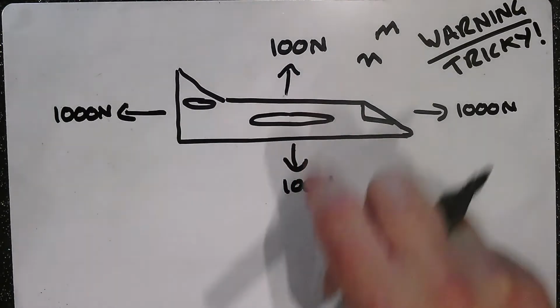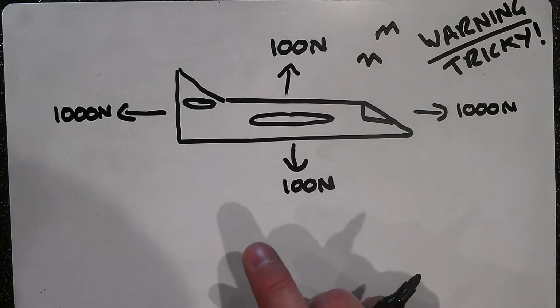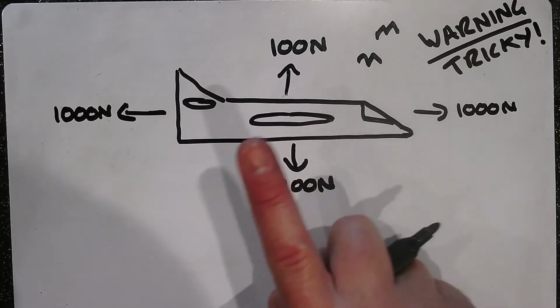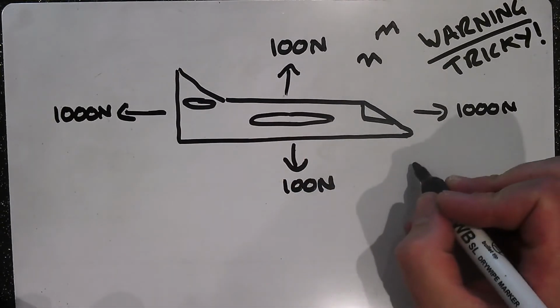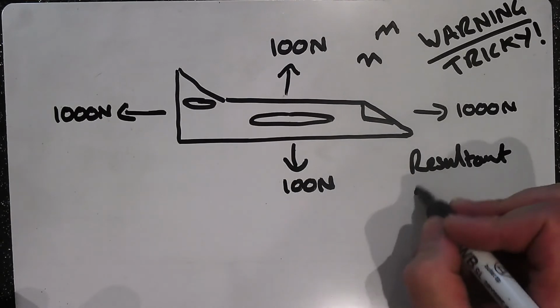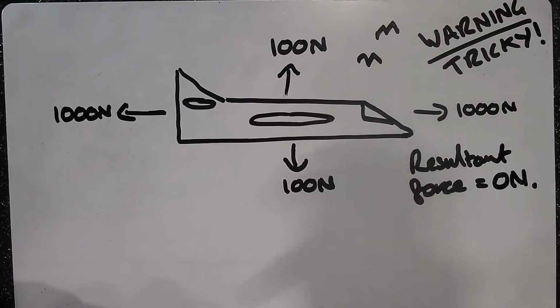In the uppy downy direction, resultant force is 0, 100, 100, balance is all good. In the forward-backwards direction, again, the resultant force is 0. So what is happening here is there's a plane flying through the air with a resultant force of 0. 0 newtons acting on it. And the question that comes up is, well, why doesn't this plane just drop out of the sky then? Because if I'm saying the resultant force on it is nothing, then what's holding the plane up?